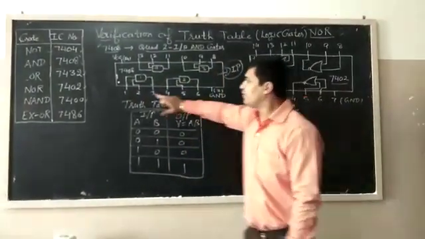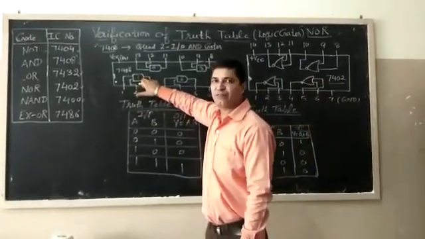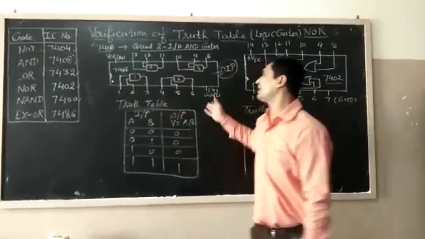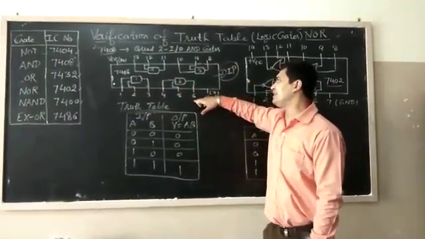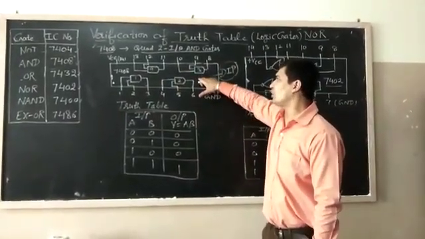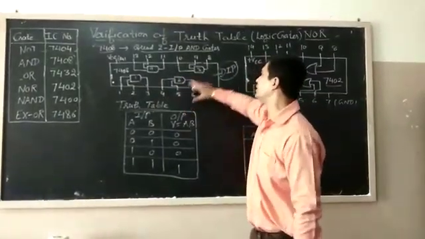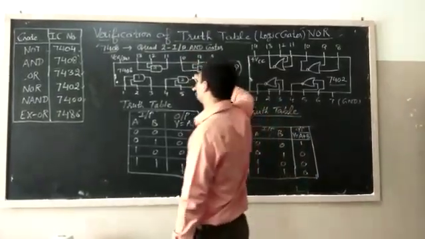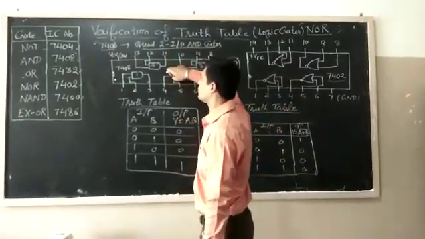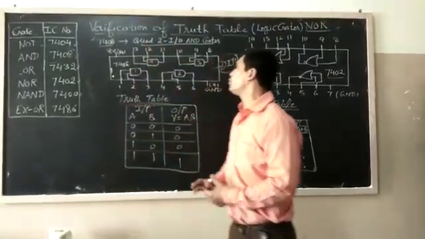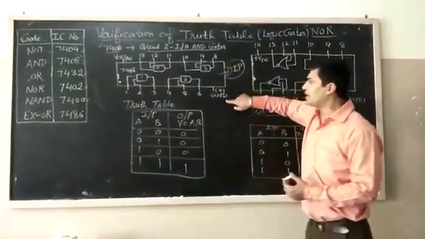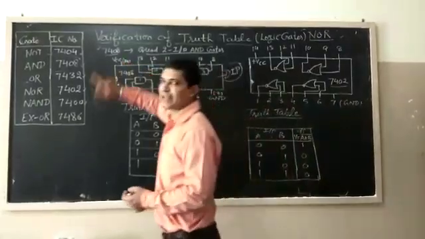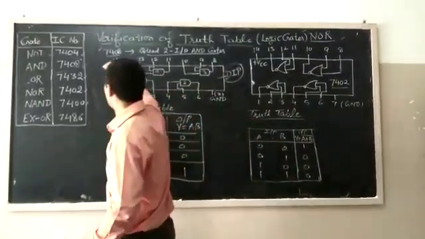Now inputs 1 and 2 are applied at these terminals, and output is taken across 3. Similarly for this one, 4 and 5 are used for the input and 6 is used for the output. Here 9 and 10 are used for the input, 8 is used for the output, 12 and 13 are for the input, and 11 is for the output. Pin number 7 is kept reserved for the ground and pin number 14 is kept reserved for the VCC or plus 5 volt supply.